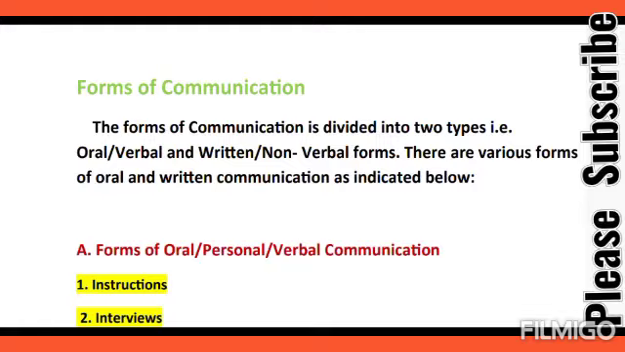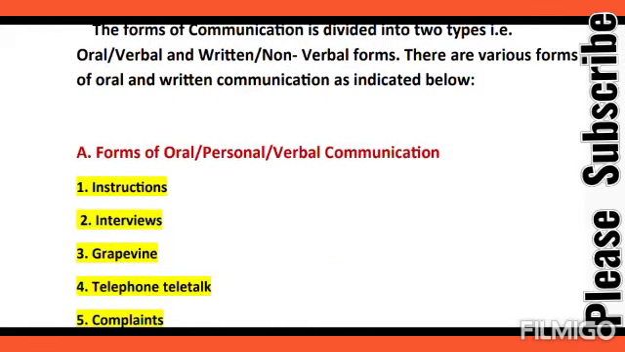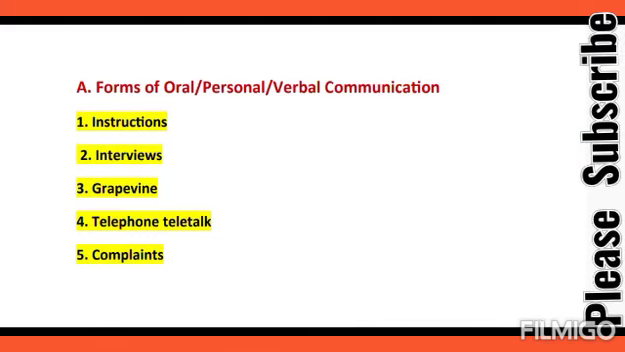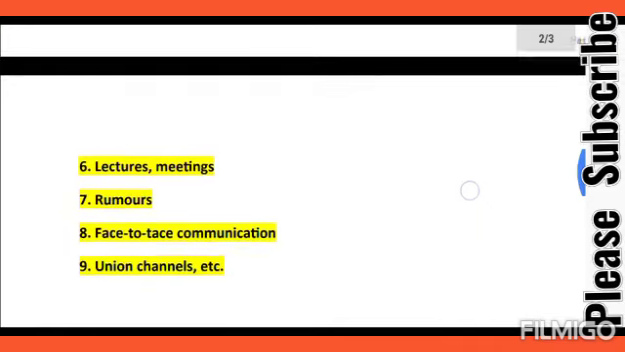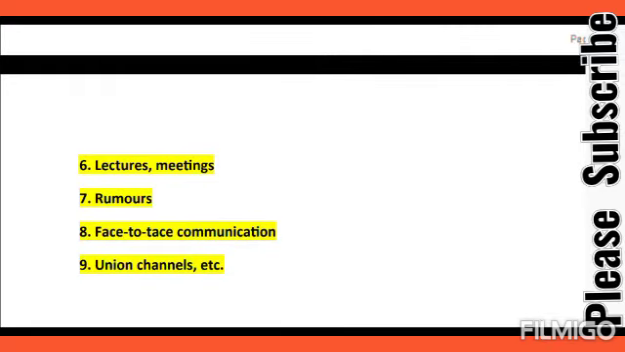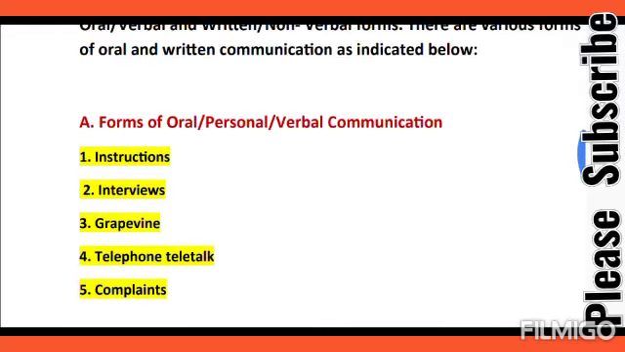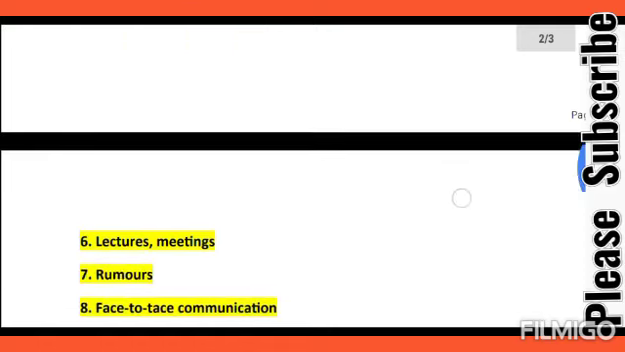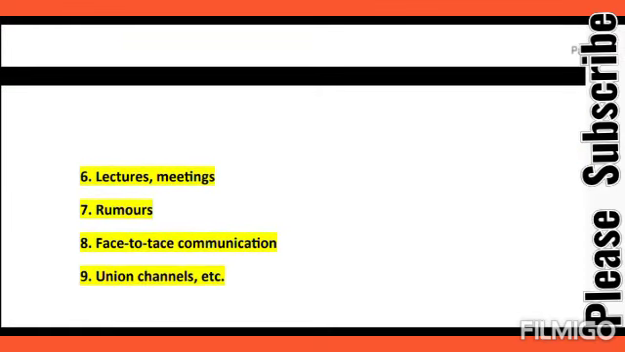Now let us see first of all the forms of oral or verbal communication. There are various forms of oral or verbal communication. These are instructions, interviews, grapevine, telephone, teletalk, complaints, lectures, meetings, rumors, face-to-face communication, and union channels, etc.